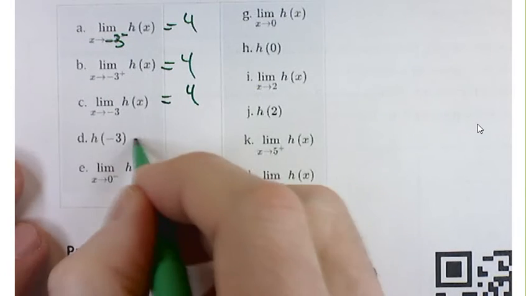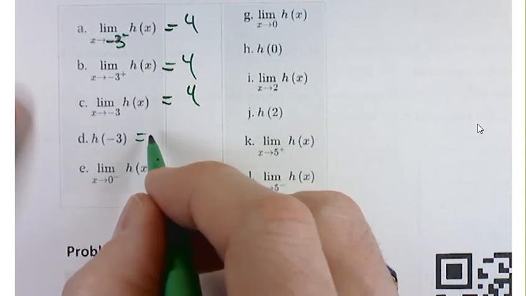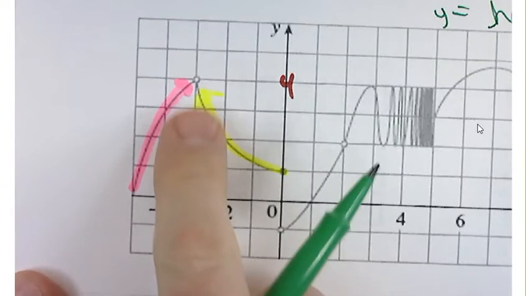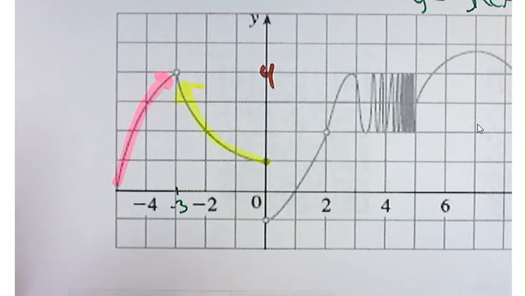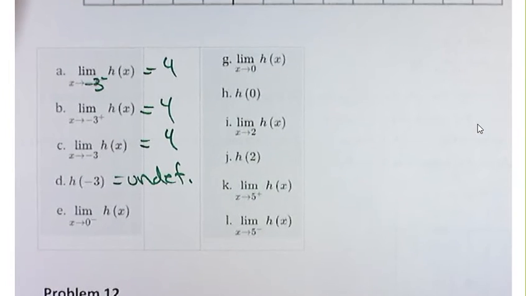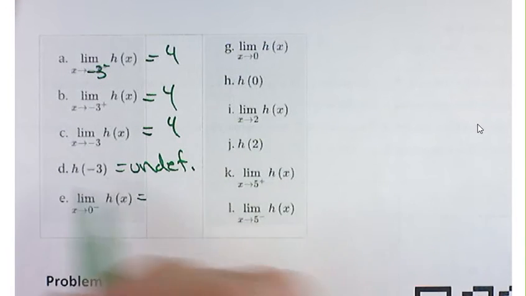How about h of -3 though? What's going on with h of -3? What's the value there? It's undefined. You got a hole in the graph at that point, so that's okay. It doesn't affect the limit though, which is perhaps a little bit unsettling when you first see it, but that's okay. It doesn't have to be defined there in order for the limit to exist.